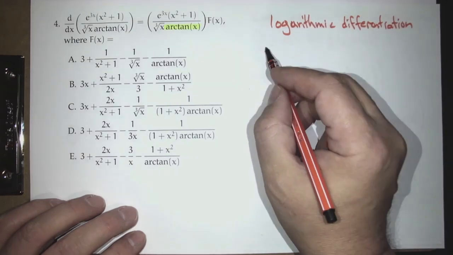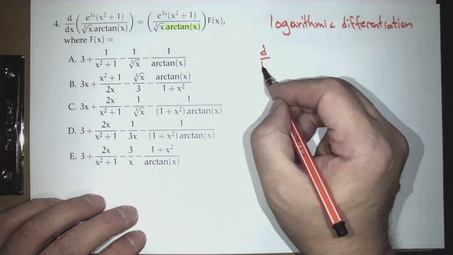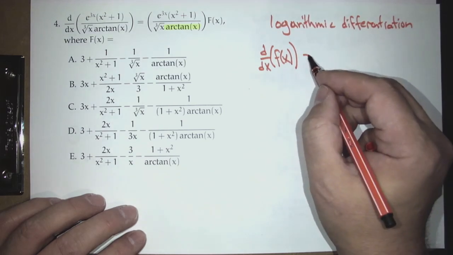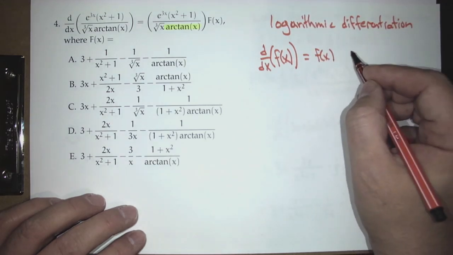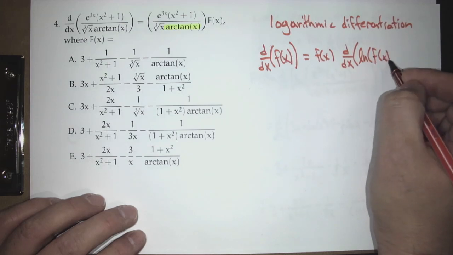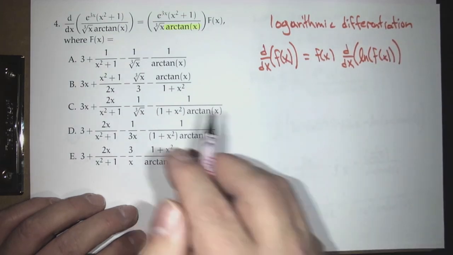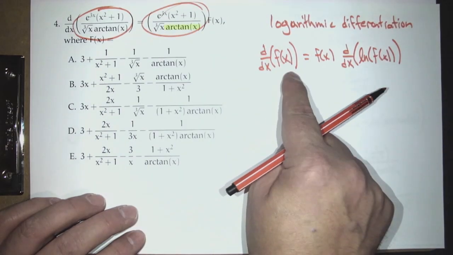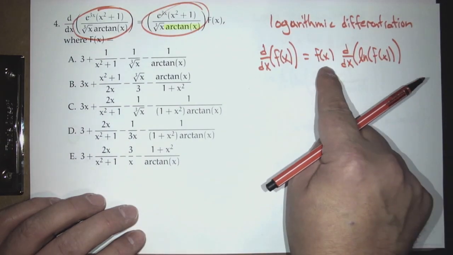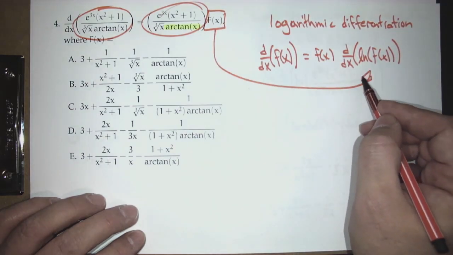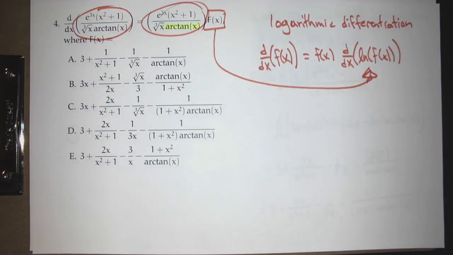So what's logarithmic differentiation? It says if you want to take the derivative of a function, no matter what function it is, it's the original function times the derivative of the log of your function. See here, this is our f of x, and then there's our f of x again. So we're trying to take the derivative of f of x. We're told it's f of x. So that says, oh, that means we're trying to take the derivative of the log of terms.